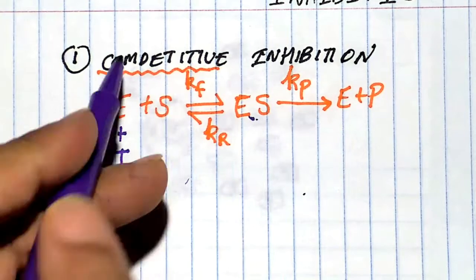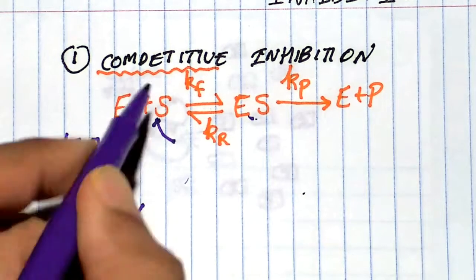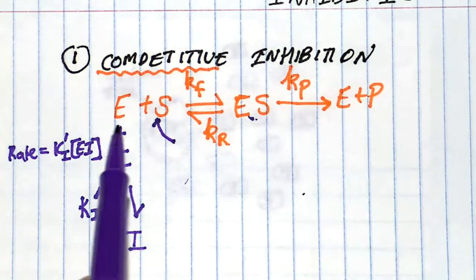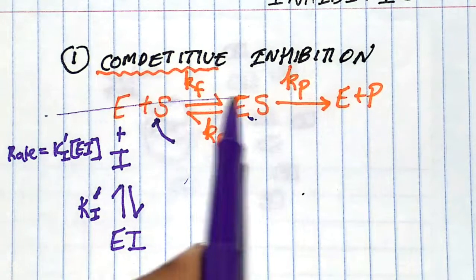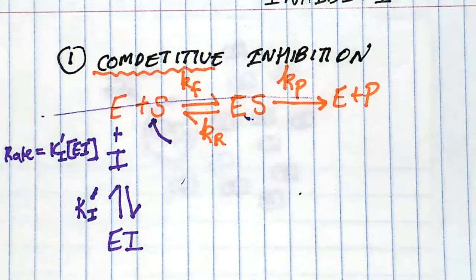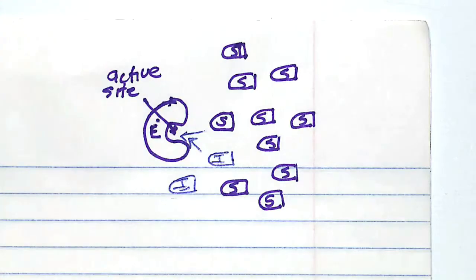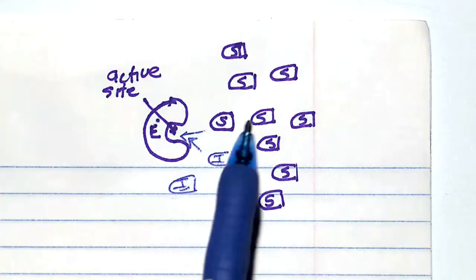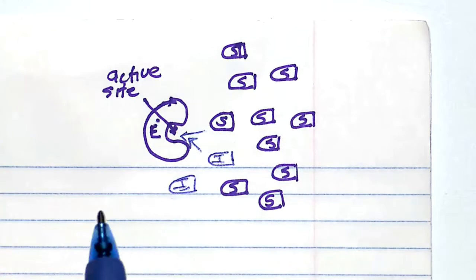How are you shifting it? You're shifting it by saturating the system with more substrate, shifting the equilibrium this way towards the formation of enzyme substrate complex and henceforth product. So this is a competition, and you win a competition by brute force outcompeting your inhibitor.